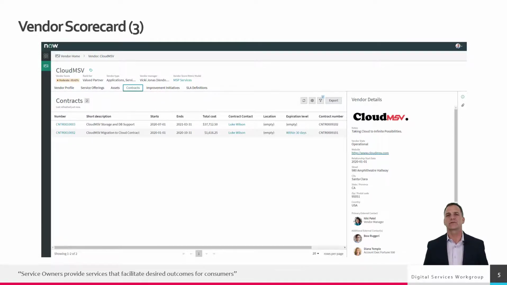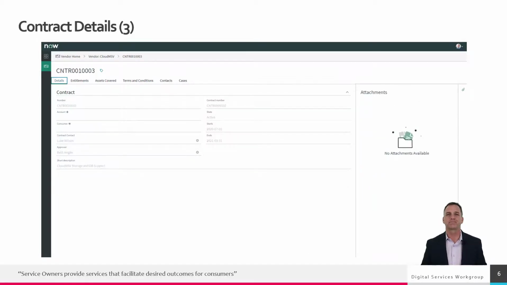It's rare for a service owner to have to manage their own contracts. It is typical for the contract manager within your organization to also manage the vendors, but sometimes that responsibility does land on the service owner's plate, at least in part. Let's take a quick look at a contract before we wrap this one up.